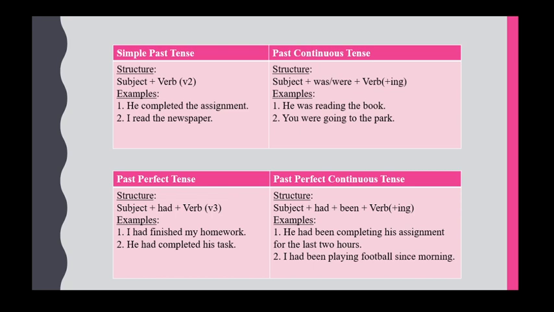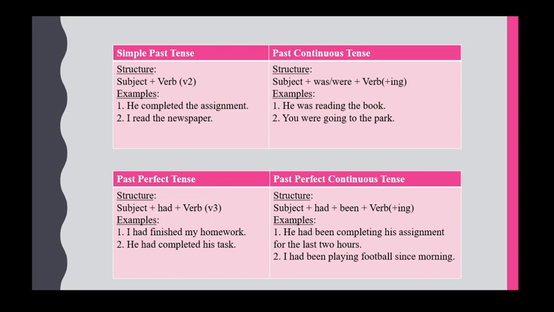Past continuous. Subject plus was or were plus verb plus ing. How? The examples. He was reading the book. He was means the thing has already happened. He read the book, that will be the simple past tense. He was reading the book, that will be the continuous, because ing is added to the main verb, that is reading. Read will become reading in the past continuous tense.